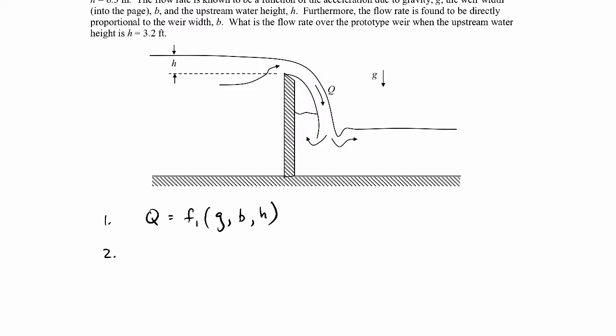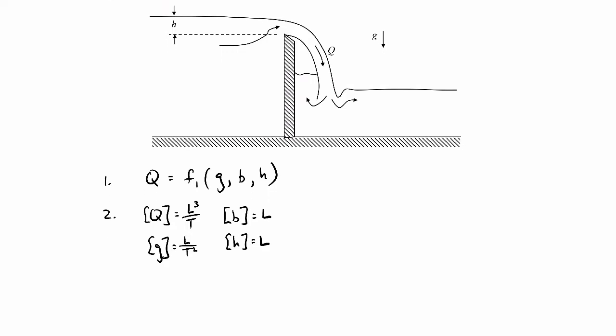We'll write down the basic dimensions associated with each of those variables. The volumetric flow rate will be length cubed per time. For acceleration due to gravity, that's length over time squared. B is the distance in and out of the page, so that's a length, and H is, of course, a length. So we only have two basic dimensions here, a length and a time.